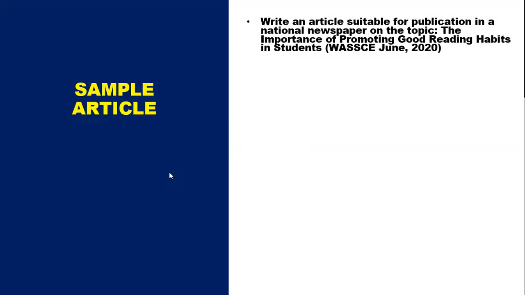Now, let's pick a question from the West African Senior School Certificate Examination 2020 essay writing section and then walk through the process. Now, let's look at the question. The question is as follows. Write an article suitable for publication in a national newspaper on the topic, the importance of promoting good reading habits in students. Remember to brainstorm for ideas as we earlier learned, and then create an outline.